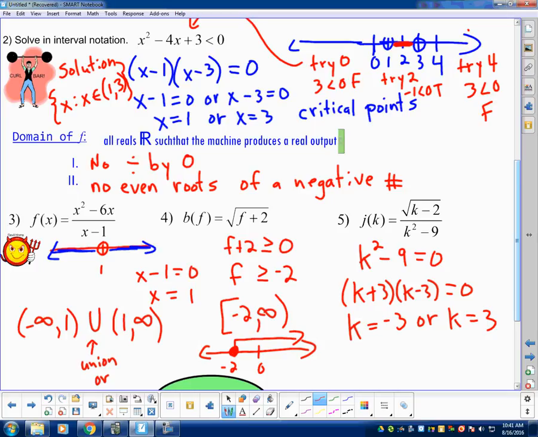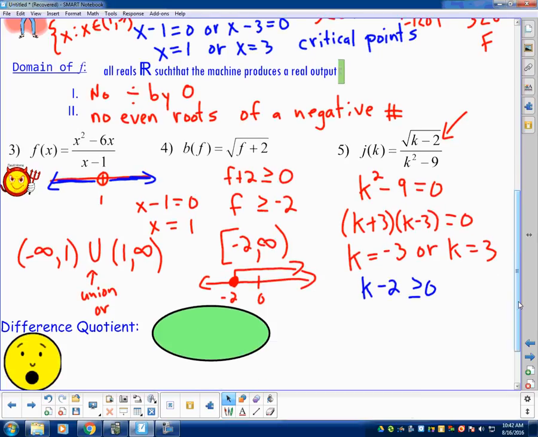We also see that on the top, we have a square root function. There are going to be some restrictions on that as well. So we need to set that up. I'll do that with a different color. So we first established that the bottom cannot be 0. Also, we cannot have any even roots of a negative number. So I'm going to set k minus 2 greater than or equal to 0. That gives me k is greater than or equal to 2.